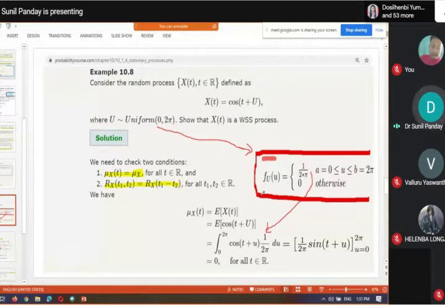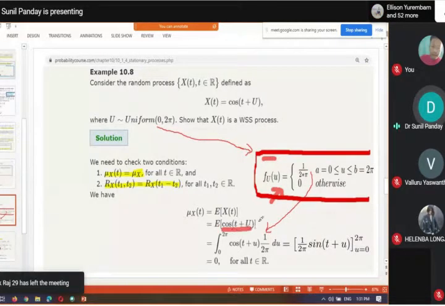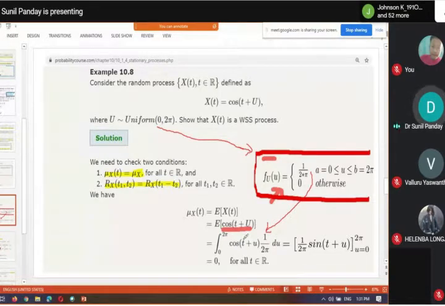So we know the density function of U. Small u is the value taken by the random variable capital U, and cos(t + U) is a function of the random variable U, and we know how to calculate this expectation. We have to integrate over the whole domain: cos(t + u) multiplied by its density function, integrated over the domain 0 to 2π. The 1/(2π) comes outside, and the integration of cos(t + u) is sin(t + u), and then you substitute the lower and upper limits.